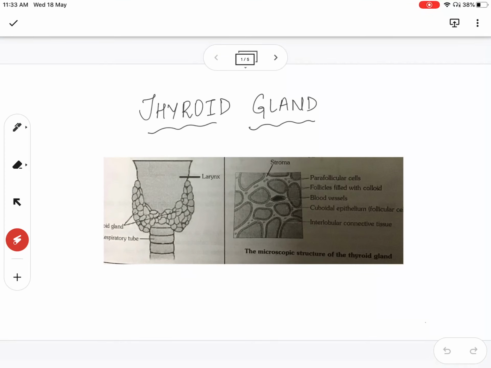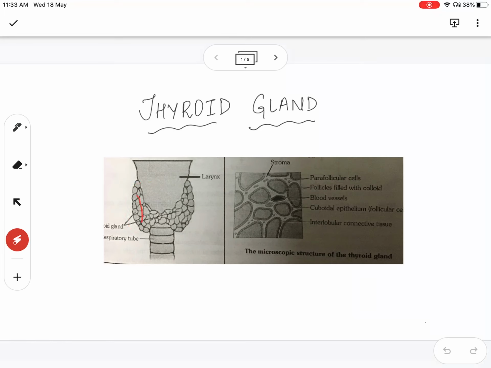In today's video, I'll be dealing with the topic thyroid gland. Okay, now this thyroid gland, where is it located? It is located near the larynx and trachea region. Okay, so in the neck region, basically, this is the neck region. This is where you get to see the thyroid gland.